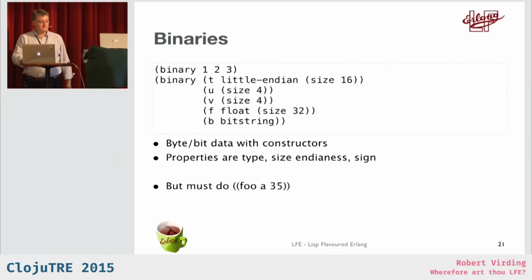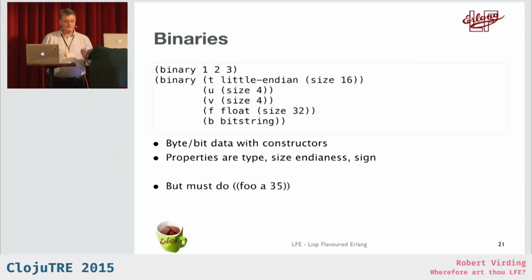Binaries are nice. So this binary is an array of bytes or array of bits. That's nothing exciting. But I can define a binary like this. The first one, just 3 bytes, 1, 2, and 3. The second one, I'm creating a binary where the first element, T, is going to be 16 bits big in a little endian style, little endian order of the bytes. And I've got 2 4-bit fields, and I've got a 32-bit float field, and I've got a B here, which is a bit string, which might be as many bits as it happens to have.